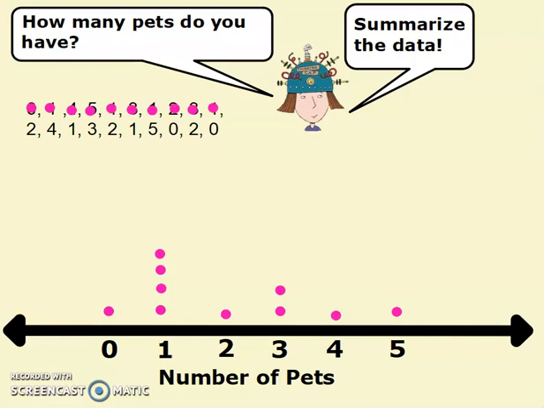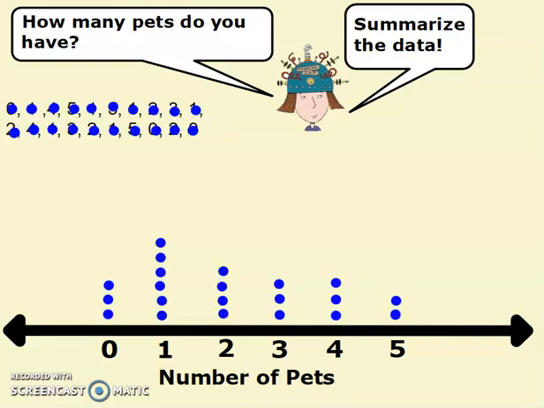Okay, continuing. 2, mark it off. 4, mark it off. 1, mark it off. 3, mark it off. 2, mark it off. 1, mark it off. 5, mark it off. 0, mark it off. 2, mark it off. 0. So your dot plot should look exactly like this when you are done.